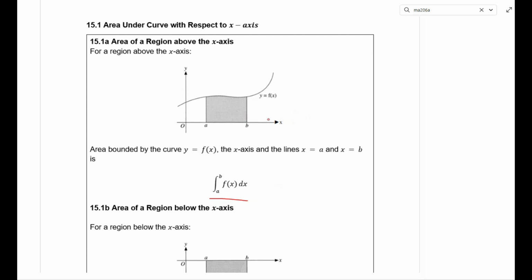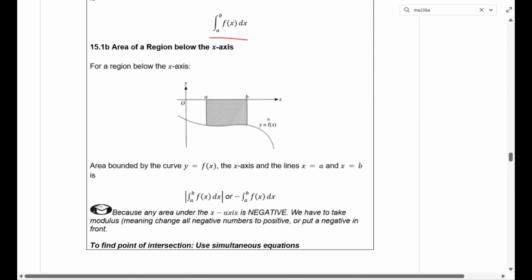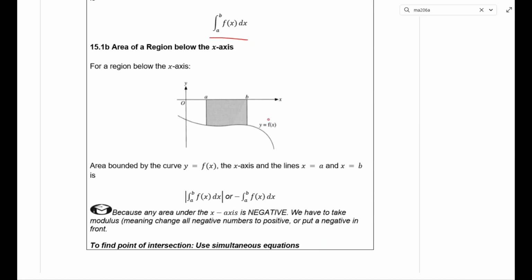Secondly, you have your area of a region below the x-axis. For a region below the x-axis, you have to add the modulus sign or a negative sign in front of your definite integral. This is because when you do your direct integration of an area below the x-axis, you will end up with a negative value. But you can never have a negative area, therefore, you need to make it positive by adding a modulus or a negative sign in front.